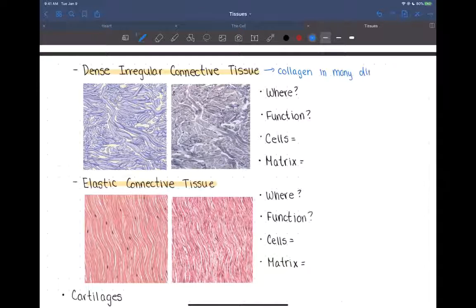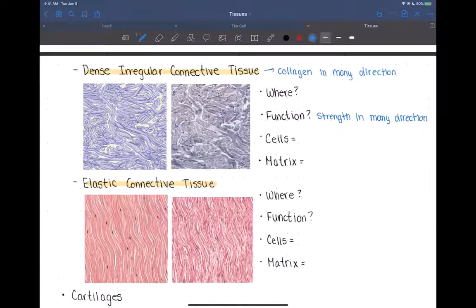So it's going to provide strength in many directions, all right? It's going to be very, very durable in many different directions, not just one direction like our dense regular connective tissue. So it's going to provide strength in many directions. Okay, and so you would want it in locations that undergo a lot of stress and strain.